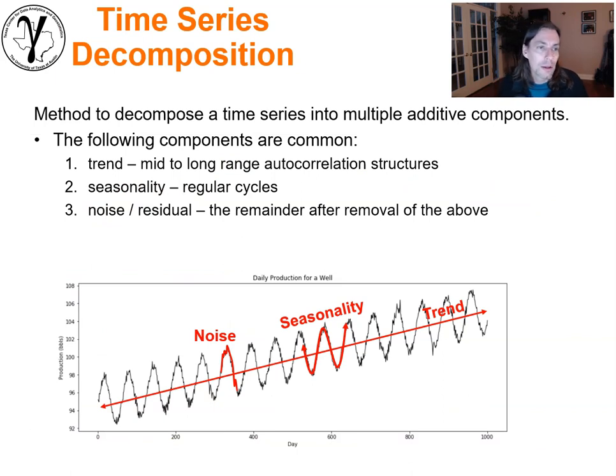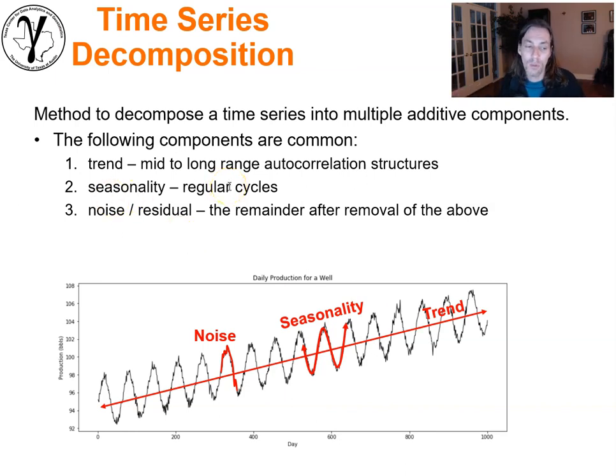So, time series decomposition. Now, this is an interesting idea. We've already talked about quantification through Hurst coefficients, autocorrelation, and we've talked a lot about stationarity and removing stationarity for our analysis. There are methods to actually decompose a time series into multiple additive components. Many time series have common components such as a trend, a mid to long range autocorrelation structure like shown here, where we have kind of a monotonic increase at the large scale.